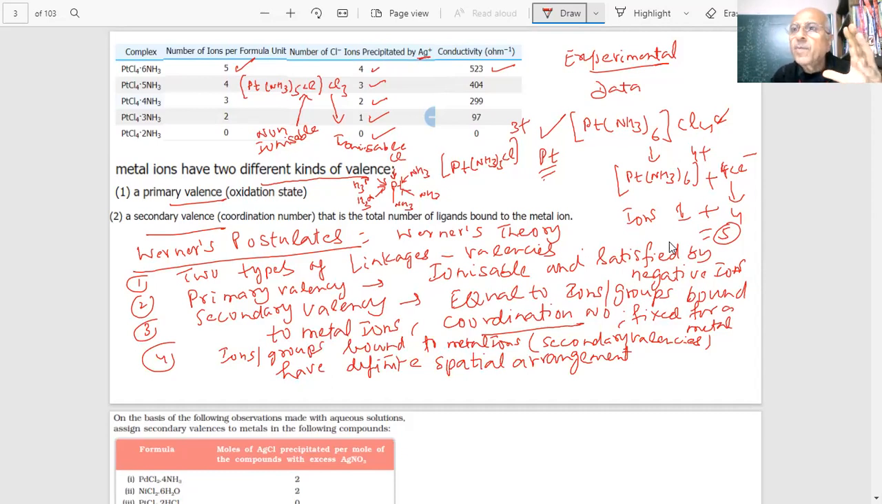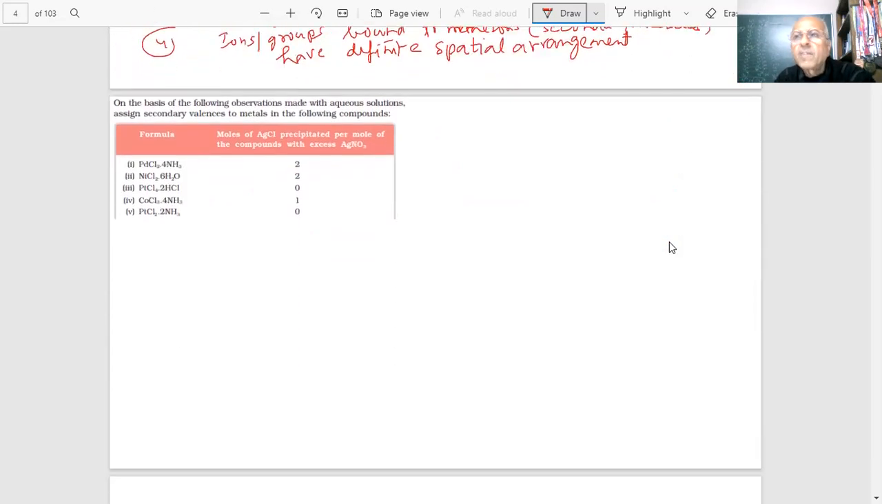So, students, Werner's theory proposed two valencies are there, not one valence. In an ordinary salt or compound, you have only one valency, which is the primary valency. Primary valency is that which is satisfied by the ionizable negative ions. And secondary valency is that in which these groups or species are bonded to the metal ions. That was proposed by whom? Werner. On what basis? Experiments. He precipitated the chloride ions by silver nitrate, then he measured the conductivity.